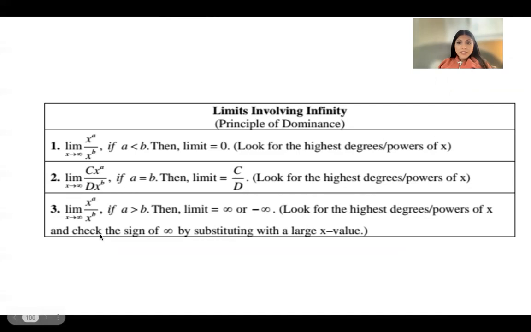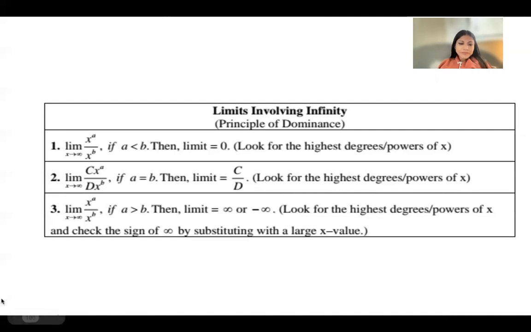Now, the third case happens when the degree in your numerator is larger than the degree in the denominator. That was the example we just saw. If that happens, then your limit is either going to be positive infinity or negative infinity. All you've got to do is, again, look for the highest degree powers. But how do we know if it's positive or negative infinity without making a table or graph? What you do is substitute a very large value for x. Try x equals 1,000. See if your answer is positive or negative. That's going to let you know whether it's positive or negative infinity.